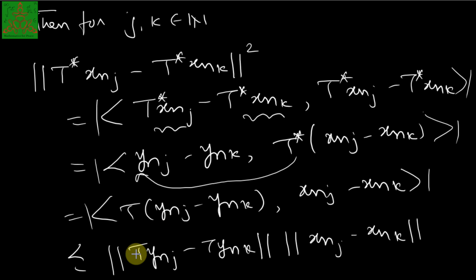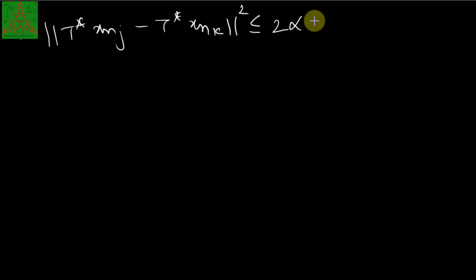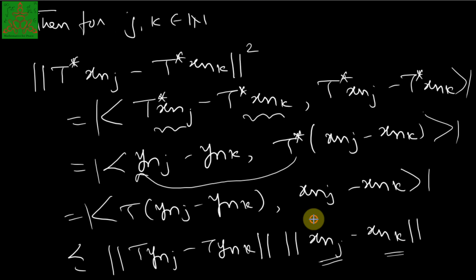The T y_nj stays as it is. Xn is a bounded sequence, so this is less than or equal to 2 times alpha, because this is less than or equal to this plus this. Therefore norm of T star x_nj minus T star x_nk, squared, is less than or equal to 2 times alpha times norm of T y_nj minus T y_nk. You see that this is 2 times alpha and that quantity.